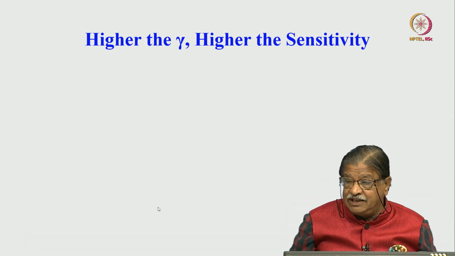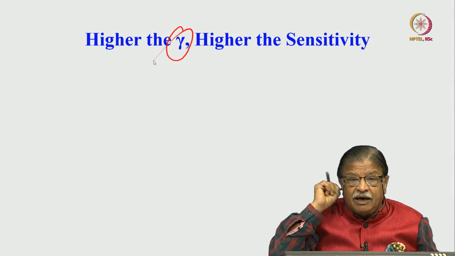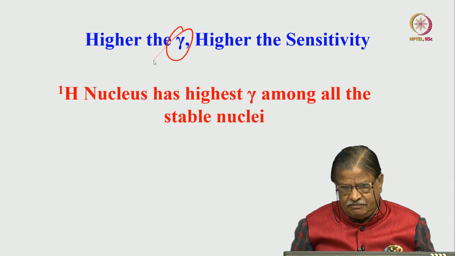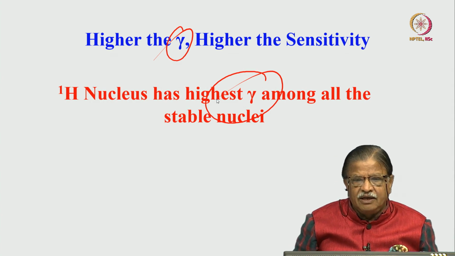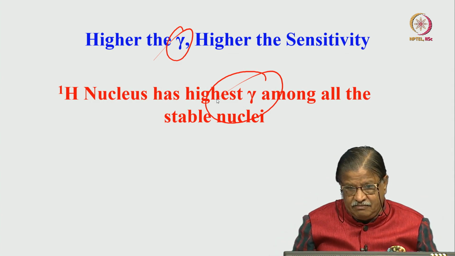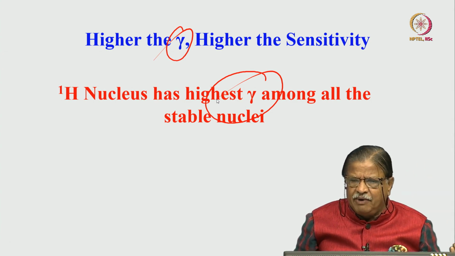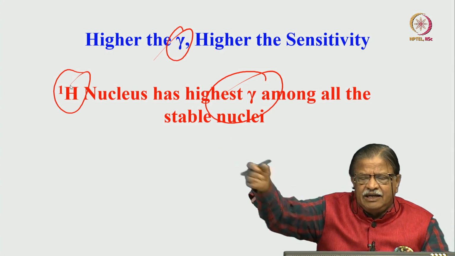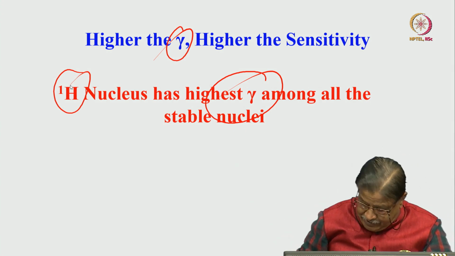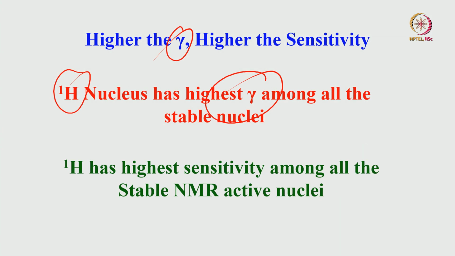So, there are other factors which are responsible for giving better sensitivity. One is gamma. Higher the gamma, higher the sensitivity. As I told you, the nucleus with the highest gamma among all the stable isotopes is the proton. And proton, that is hydrogen, has the highest gamma. I told you, it depends upon the mass of the nucleus. This is the lowest one. No, this is not heavy at all compared to all other elements in the periodic table. So, proton has the highest sensitivity because of highest gamma.